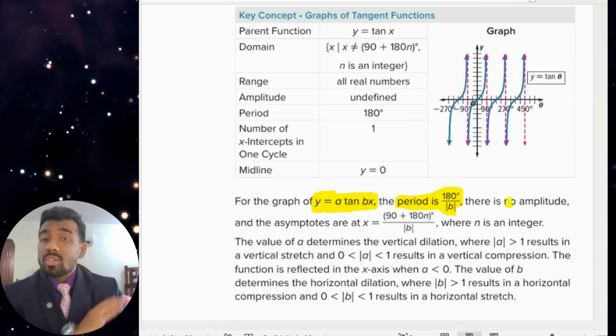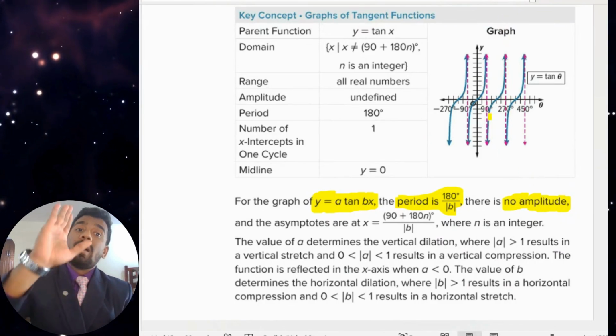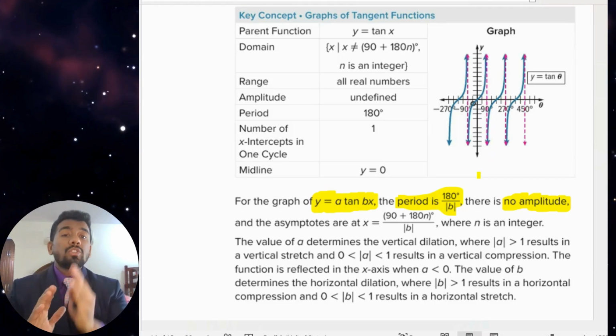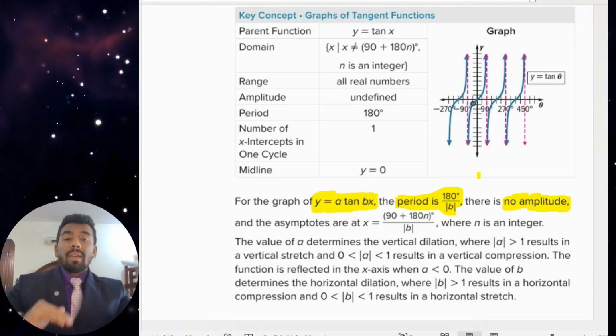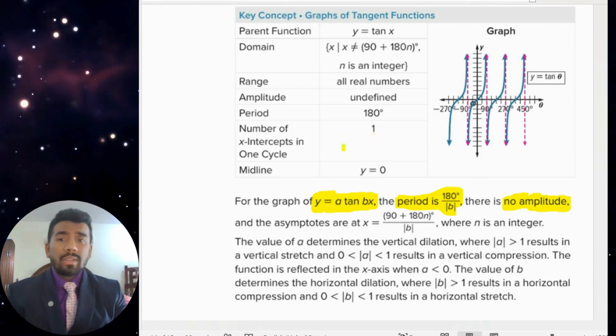And for tan, there is no amplitude, because it goes very high and it goes very low. So the amplitude is plus infinity, minus infinity. Can you count infinity? No. Hence there is no amplitude.